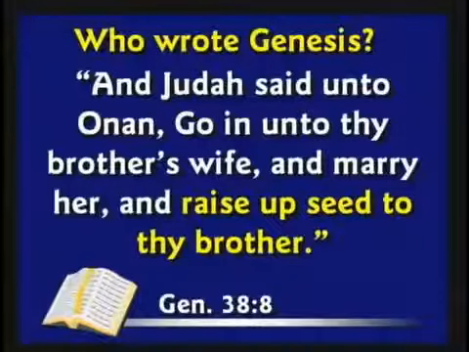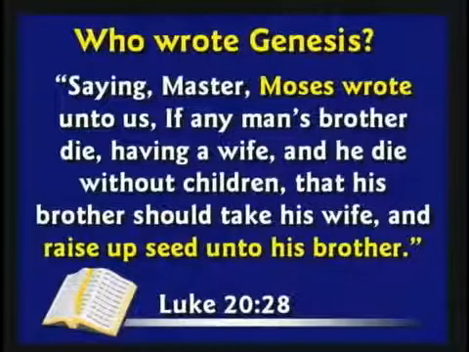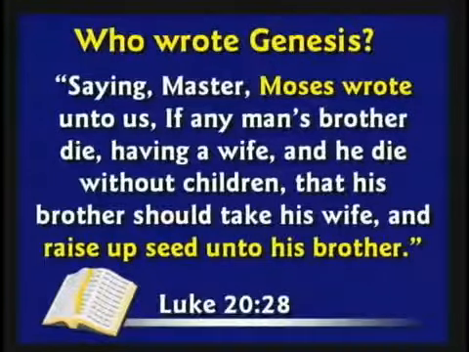In Genesis chapter 38, we are told, Judah said to Onan, go into thy brother's wife and marry her and raise up seed to thy brother. And he decided not to, and God killed him. Then you read in Luke where it says, Master, Moses wrote, if a man's brother die having a wife, and he die without children, that his brother should take his wife and raise up seed unto his brother. And people say, see, this proves Moses wrote Genesis. No, it does not. Okay?